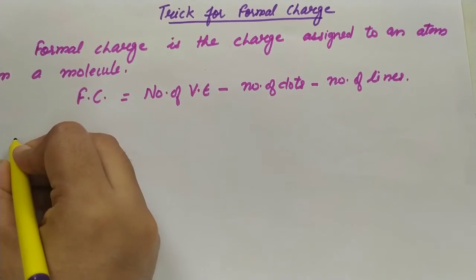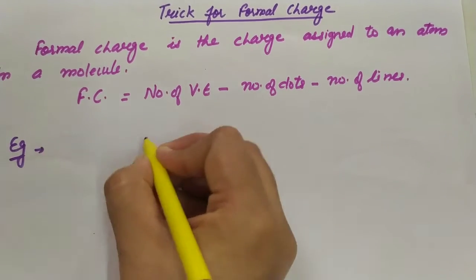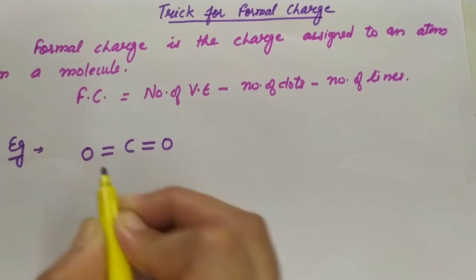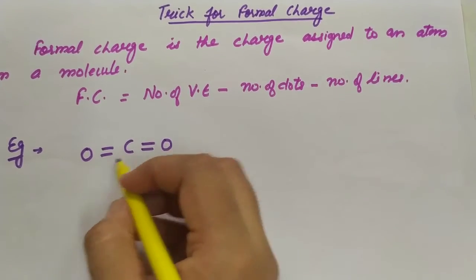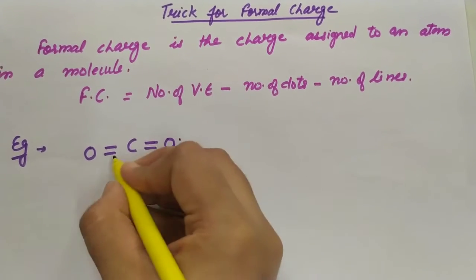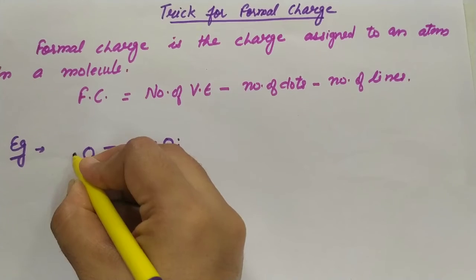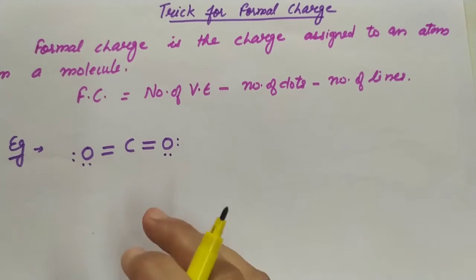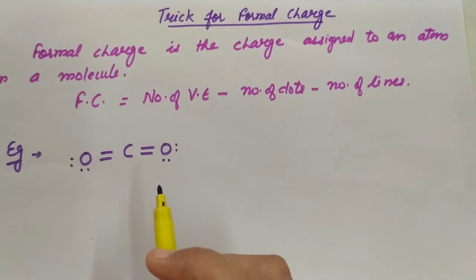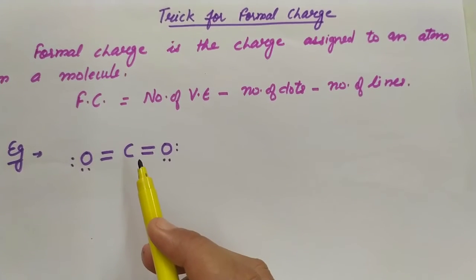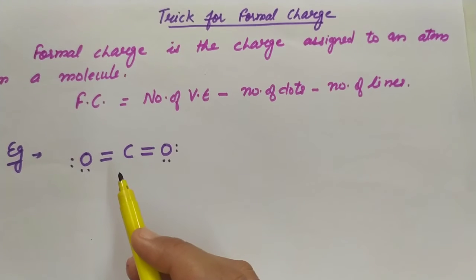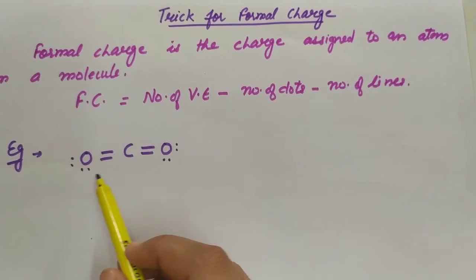For example, I am taking carbon dioxide. C double bonded to oxygen, double bonded to oxygen. In the Lewis dot structure, 2, 4, 6, 8. This is the Lewis dot structure. If you want to learn how to draw the Lewis dot structure, I will give the link in the description section so that you can learn easily.